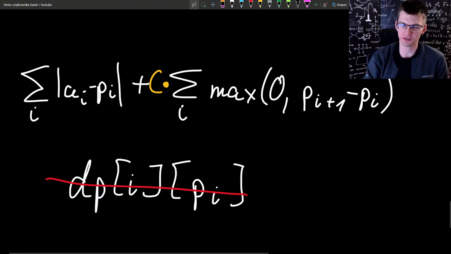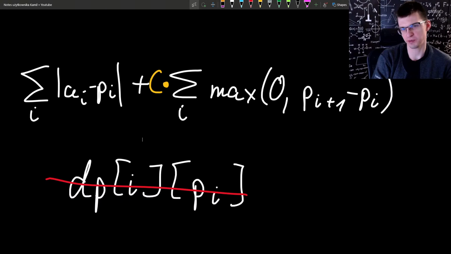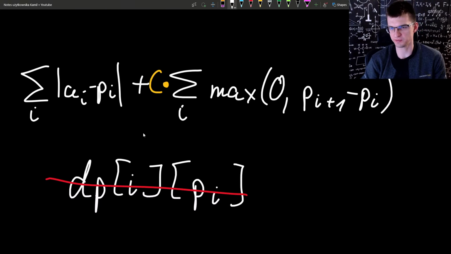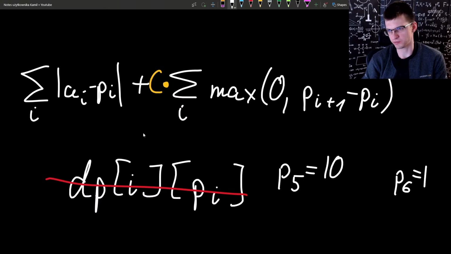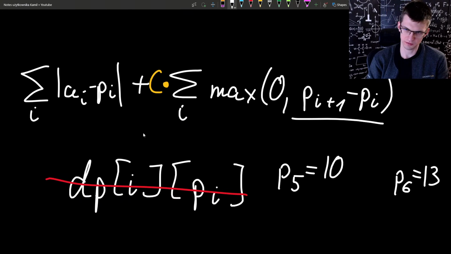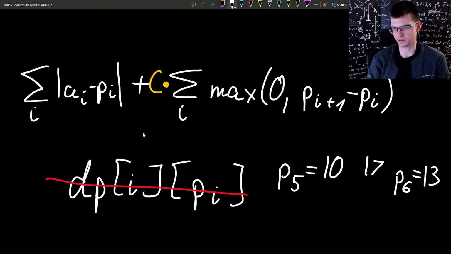When does it make sense to increase pi by 1 or decrease it by 1? It can modify this value by 1. It can modify this by C, and also it can do the same for the next element. When we choose pi plus 1, the fact that we chose different pi can change this by C. If somebody predicted the next P, let's say that P5 is 10, P6 is 13. So if we choose here 17, that's very bad, because we have this 7, the difference of 7 from pi to pi plus 1.